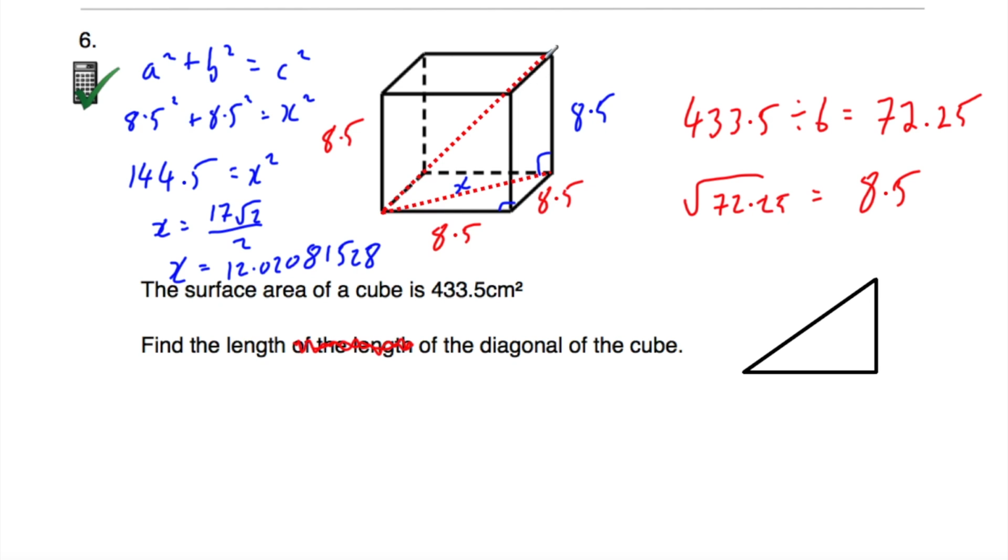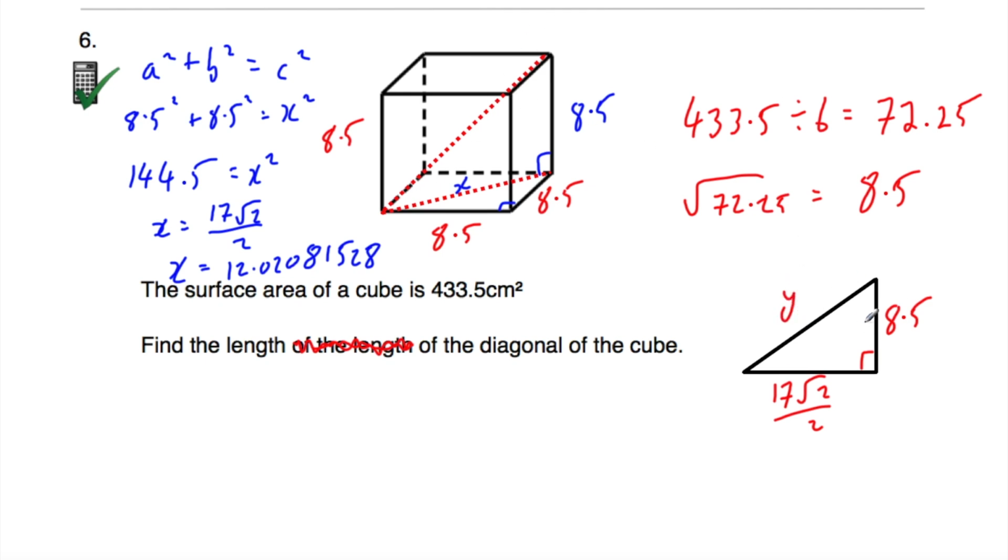Okay, so I've done a little sketch of this triangle here. So the height of it is 8.5. The length of the base of the triangle will be the length of that base, which is the diagonal we just found. You could call it 17 root 2 over 2, or 12.02081528. Make sure you don't round it. It's a right angle triangle. And this diagonal is the diagonal of the cube that we're trying to find. So let's just call that y.